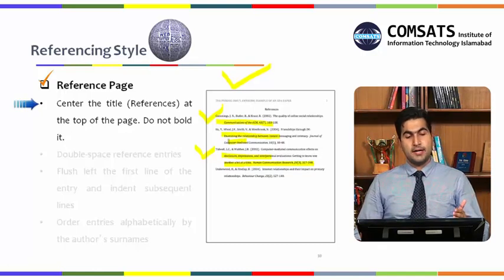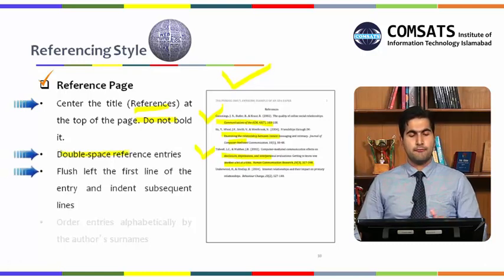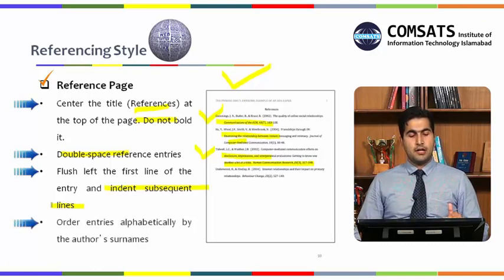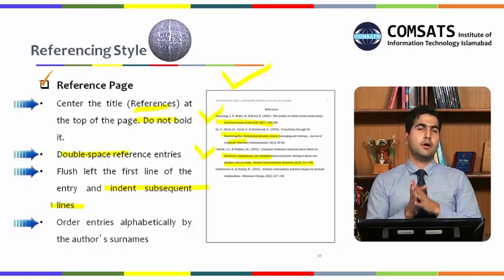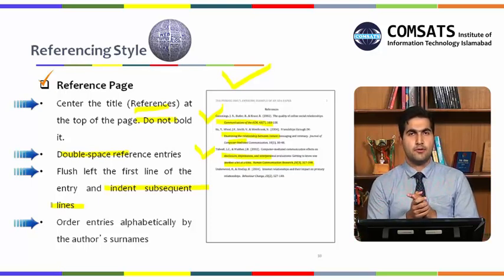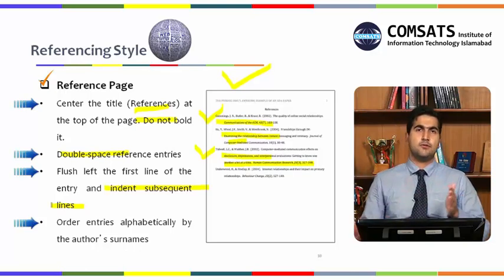So you simply write references in the center, no need to bold it. You double space all your reference, flush left the first line should be left, whereas the subsequent lines would be indented. And then order entries alphabetically by the author's surname. So it should be alphabetical depending upon what is the last name or the surname of the author. So the people with A would come first, B afterwards, and this order should be followed within their name afterwards as well.